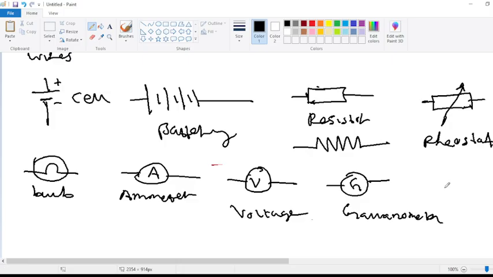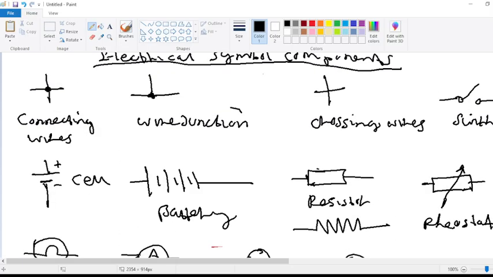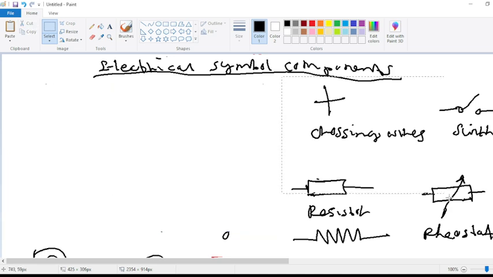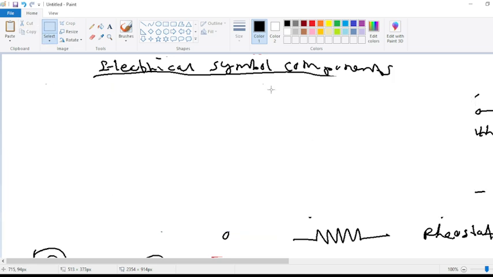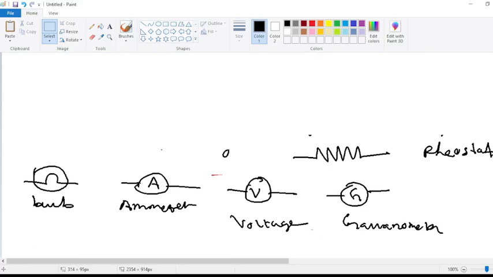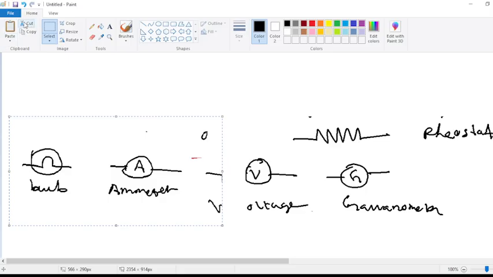Okay, so this is what we are going to be using to compose the circuit. We're going to be using these symbols here. There will be nothing like, no, this one. These are the symbols that we're supposed to be using to compose an electrical circuit. So let me erase this so that we can have a space for calculations.